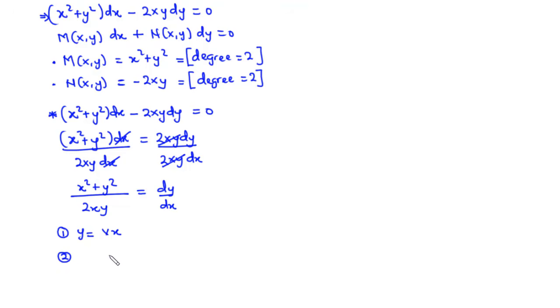And for the second one, we are going to differentiate this function with respect to x. Now, notice that v here is a function of x. So we are going to differentiate this function. That is going to be the second substitution that we are going to make.